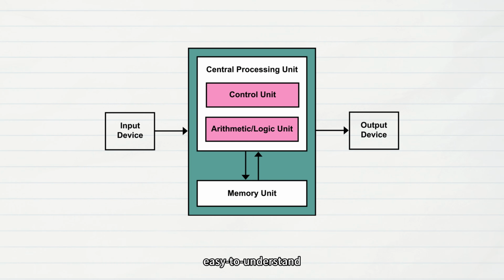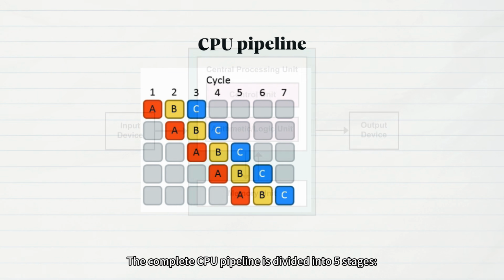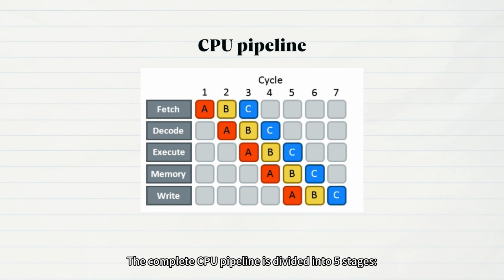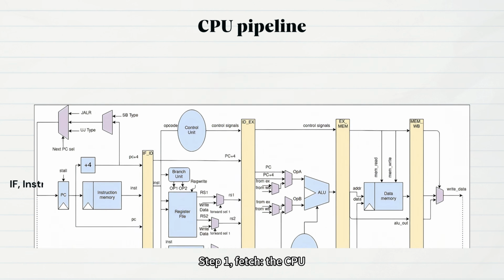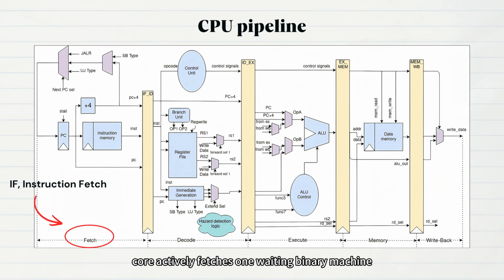We use a standard, easy-to-understand basic model to see the essence of its operation. The complete CPU pipeline is divided into 5 steps: fetch, decode, execute, memory access, write back. Step 1. Fetch. The CPU core actively fetches one waiting binary machine instruction from a designated memory address and sends it into the core's execution unit. The entire process takes only microseconds.